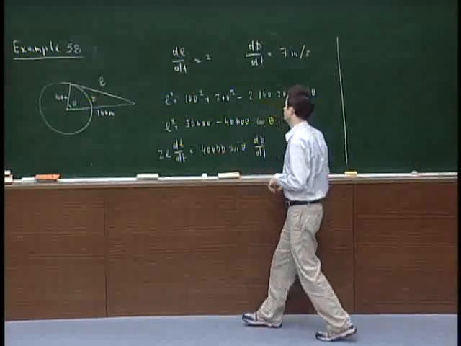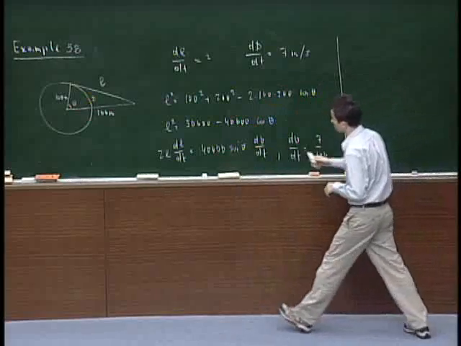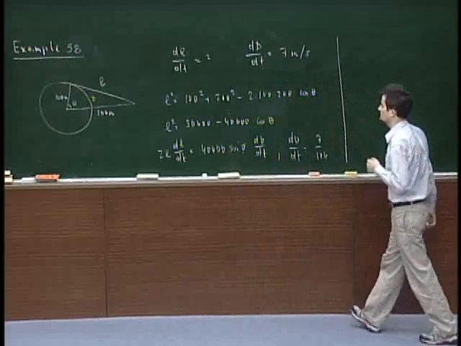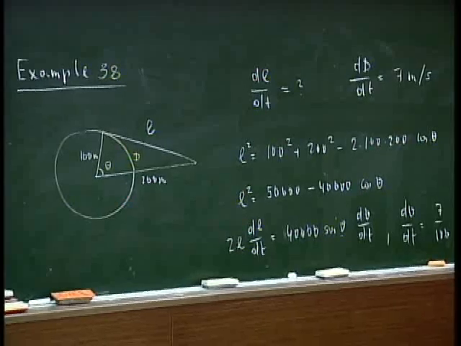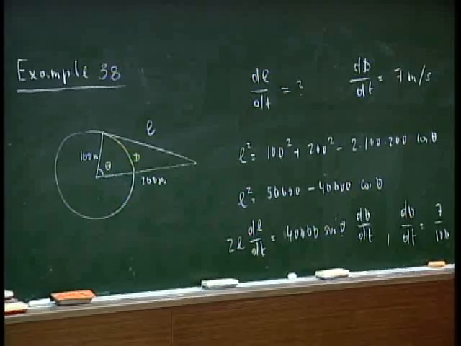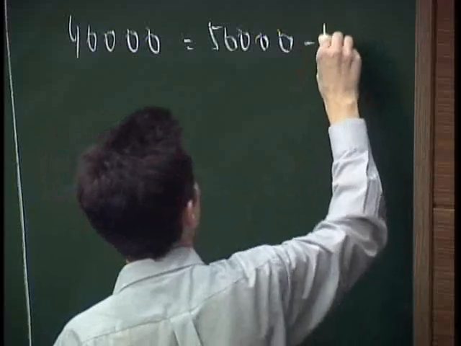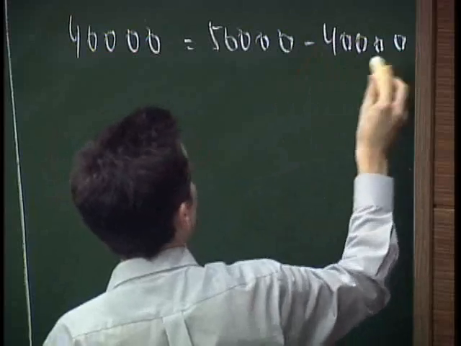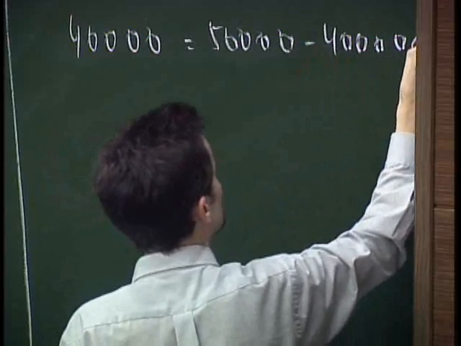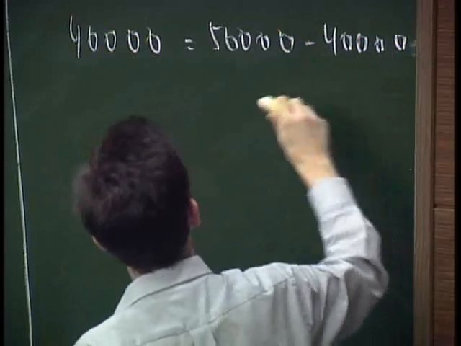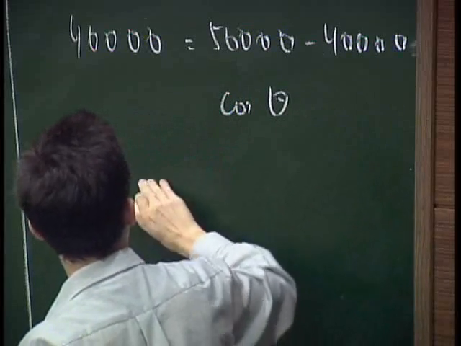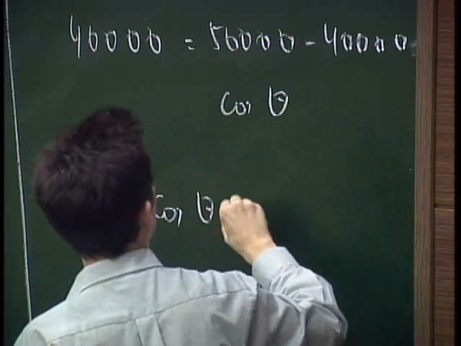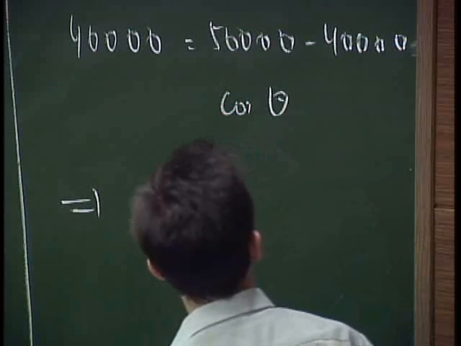Okay, so what is the sine of theta if L is equal to 200, sorry? In this case, you have here 40,000 is equal to 50,000 minus 40,000 cosine of theta. So you see that this gives that the cosine of theta is equal to 1 over 4.